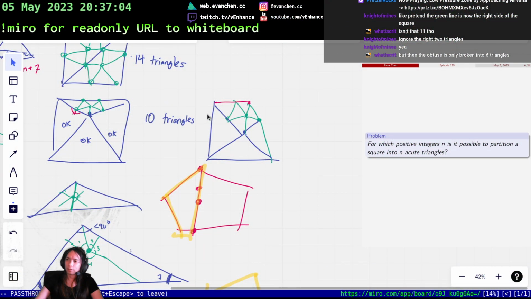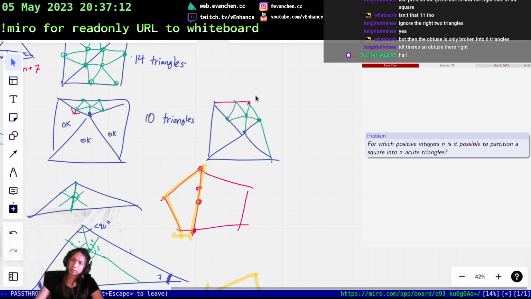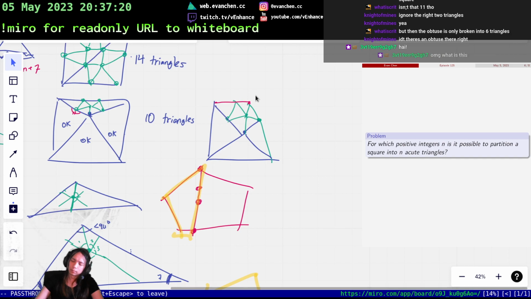The obtuse is only broken into... That's not an obtuse triangle anymore, I think. Like, this is some... who knows what quadrilateral, once you stretch it. What is this? Death and destruction.